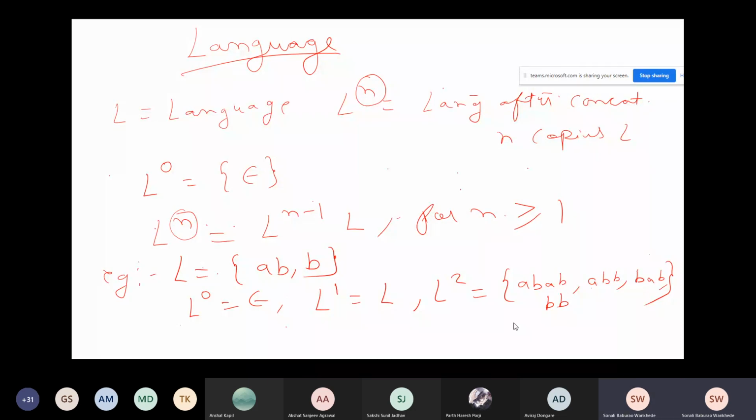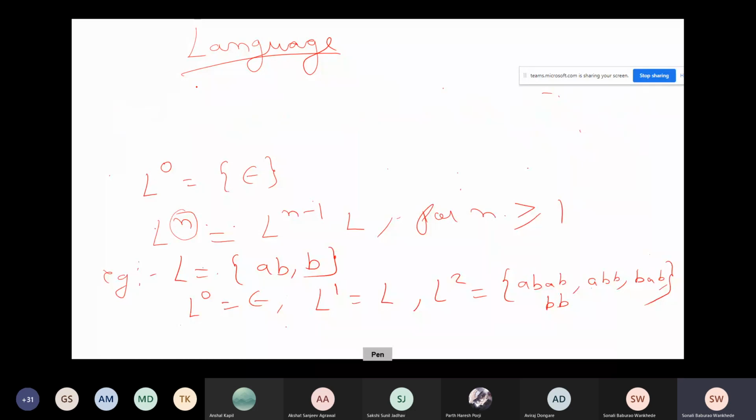Now, next point to remember is that in the context of formal languages there is one more operation to remember, and that is called Kleene star. This is another operation called Kleene star. We will see what that is.